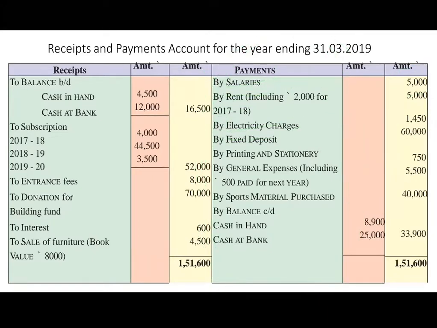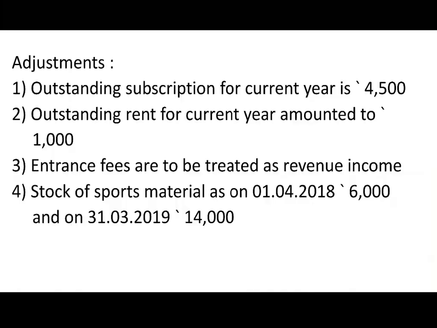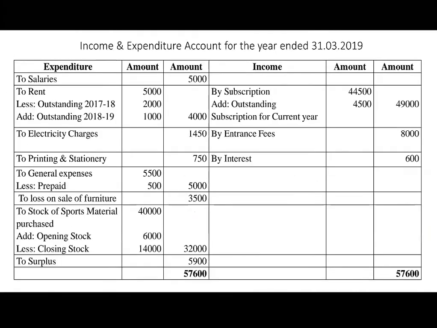So the very first is salaries. By salaries, 5,000 is given and there is no adjustment on salaries, which means you will directly record this on the expenditure side of the income and expenditure account. If you look here, what is the first item in expenditure? Salary. And in which column is its amount written? It is directly recorded in the second column of amount. Why? Because there is no adjustment on salaries. Simple, pick it up from there and put it on the expenditure side.